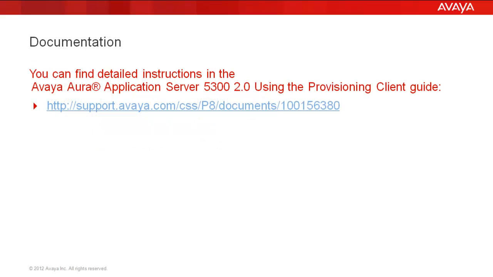We'll be starting this demo with the provisioning client open. You can find detailed instructions in the Avaya Aura Application Server 5300 Release 2.0 using the provisioning client guide at the link shown. Now let's get started.